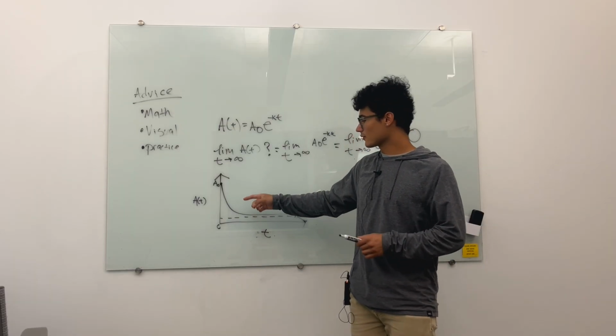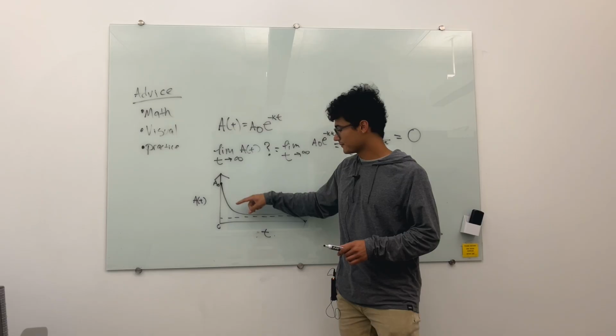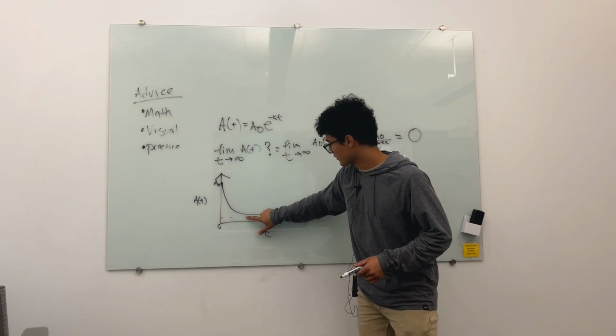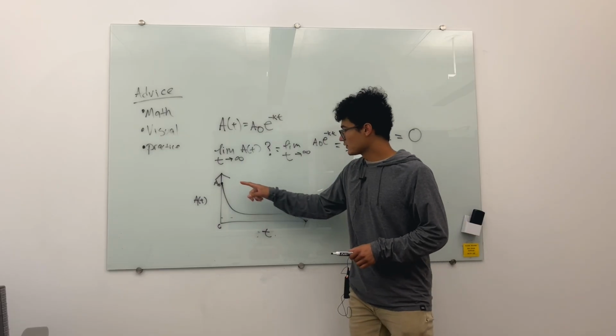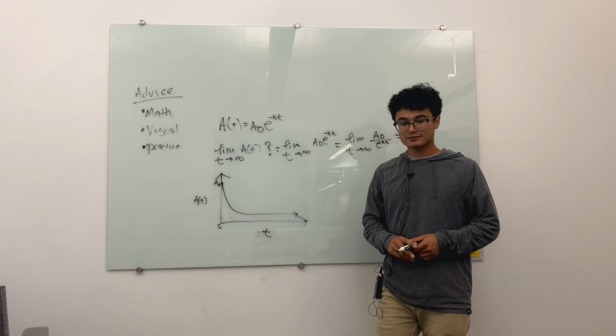So as you see here, we're exponentially decreasing the amount of A in the mixture. And I should have put the dash line here. So as you can see, it is approaching 0. It never gets to 0.